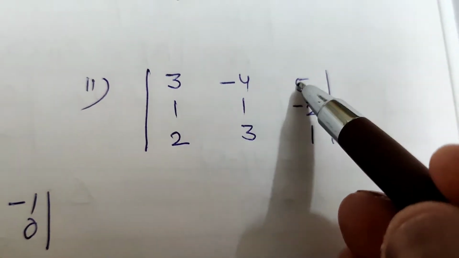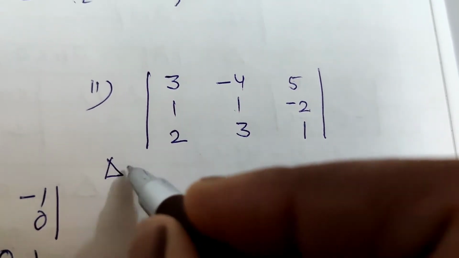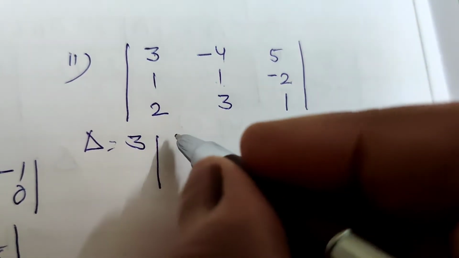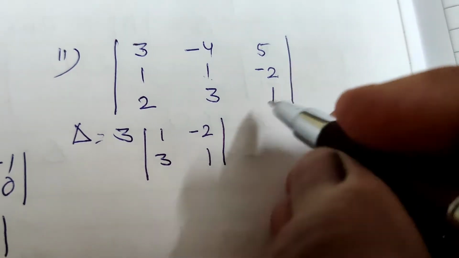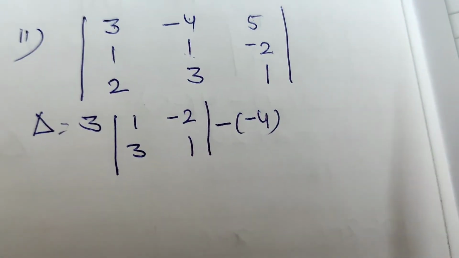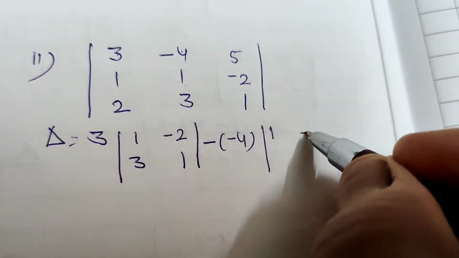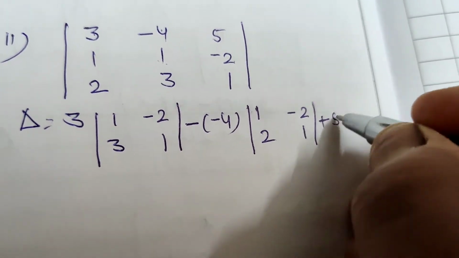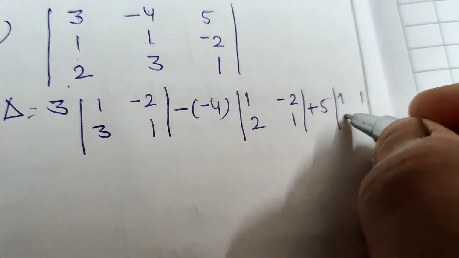3 minus 4 5, 1 1 minus 2, 2 3 1. The first number a11 multiplied to the determinant 1 minus 2, 3 1. The second, the order of the determinant, is minus 4, multiplied to 1 minus 2, 2 1. And the third, 5, multiplied to 1 1, 2 3.